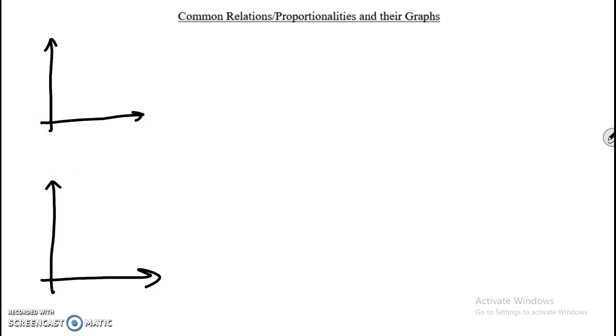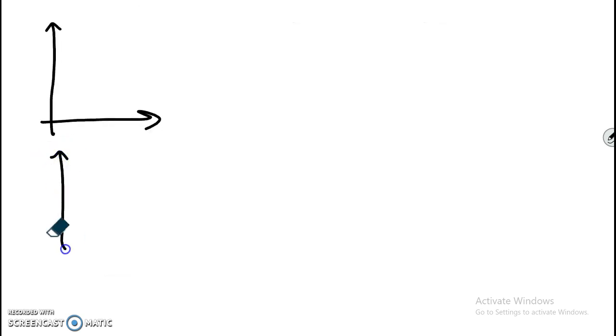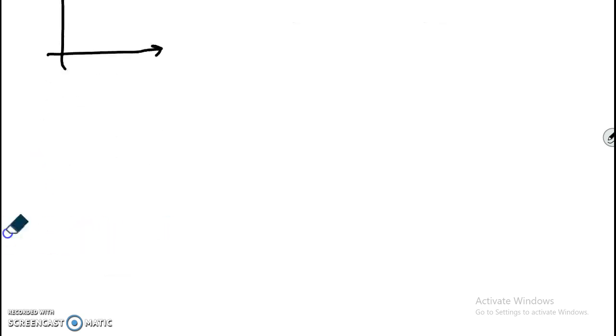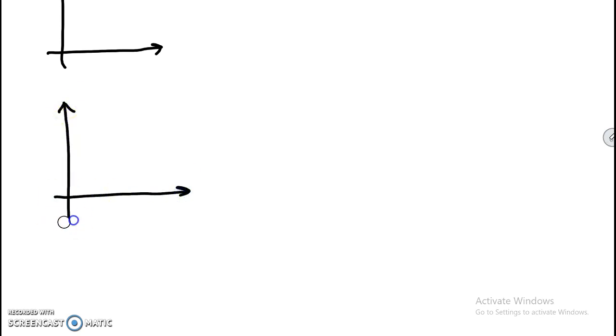We are going to go through some common proportionalities or relations. The first is direct. Then we'll do inverse, inverse square. We'll do square. And finally, we will do square root.